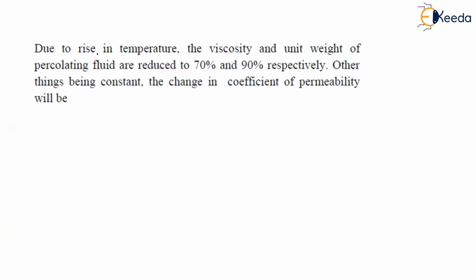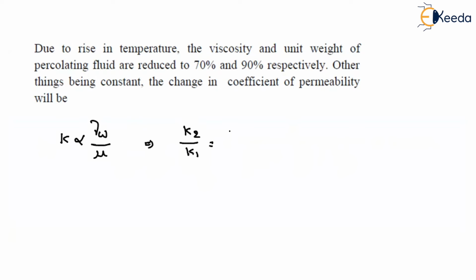And what they are giving? Due to the rise in temperature, the viscosity and unit weight of percolating fluid are reduced to 70% and 90%, other things being constant. Reduced to means if it is x, reduced to means 0.7x, isn't it? So how can I find out the change in permeability? As we know the formula, K is directly proportional to gamma W and inversely proportional to mu. That implies, if I want the change, I will write down K2 divided by K1.